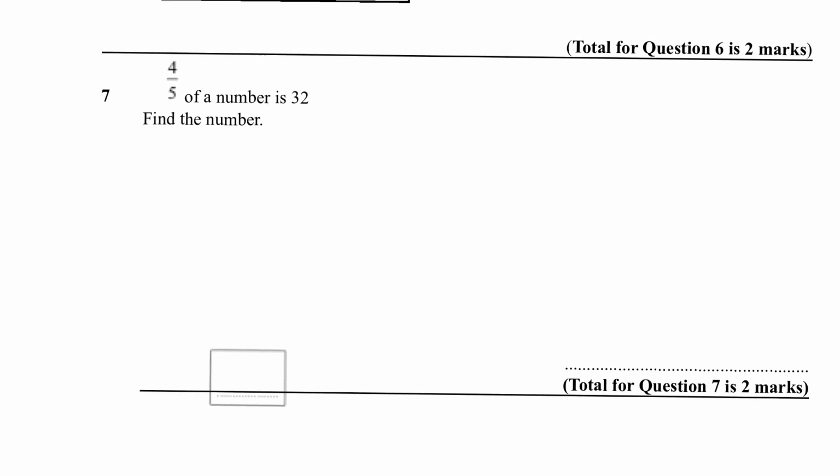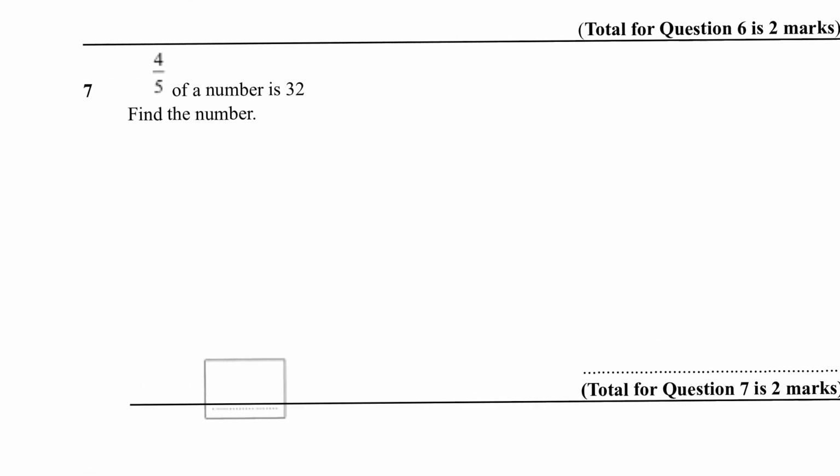Okay, then it goes on to question 7, which says write 4/5 of a number. No, it says 4/5 of a number is 32, and it wants us to find what the number is. So in this case, we're actually working backwards. So 4/5 is equal to 32. So we can work out what 1/5 is by dividing by 4. And that would leave us with 8.